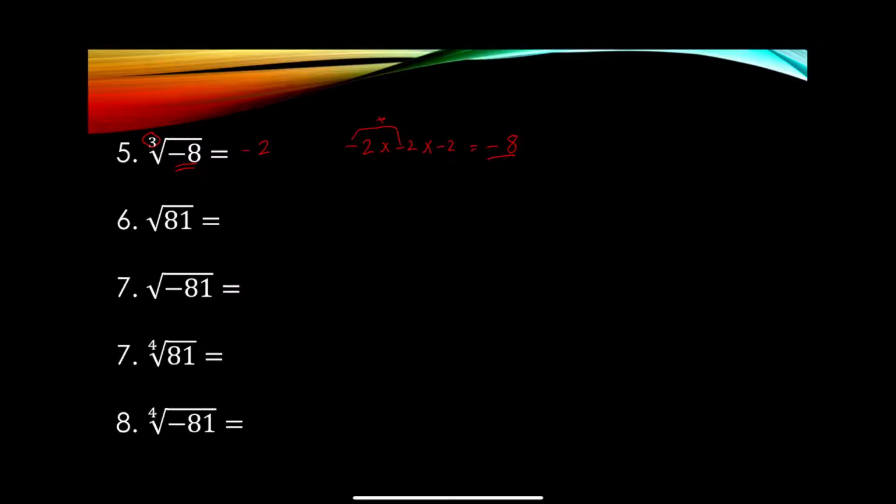Example number 6. What is the square root of 81? Ask yourself, what's the number if we multiply by itself 2 times will give us 81? The answer is 9, because 9 times 9 is equal to 81.